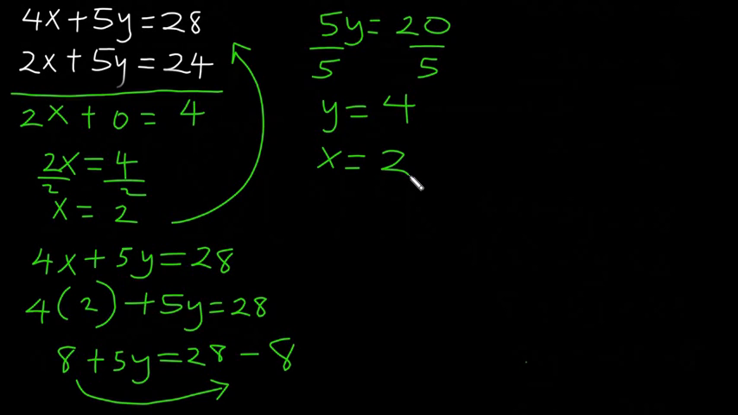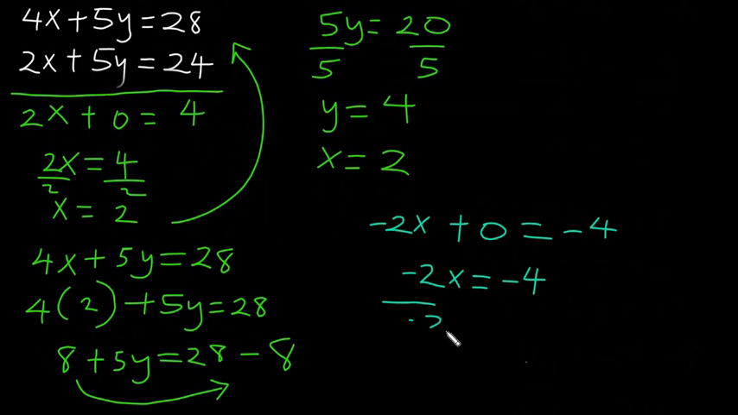So we're going to have 2x minus 4x to give us negative 2x, and then 5y minus 5y is going to give us 0, and then 24 minus 28 is going to give us negative 4. This means that negative 2x is equal to negative 4. So we can divide through by negative 2 to give us the value of x as 2. Remember, the negatives are going to cancel out each other and give us the value of x as 2.